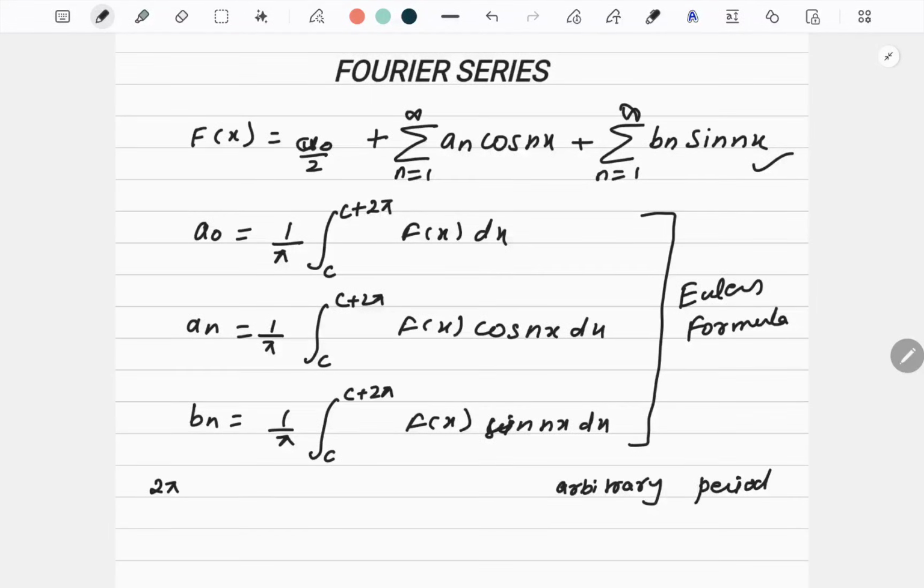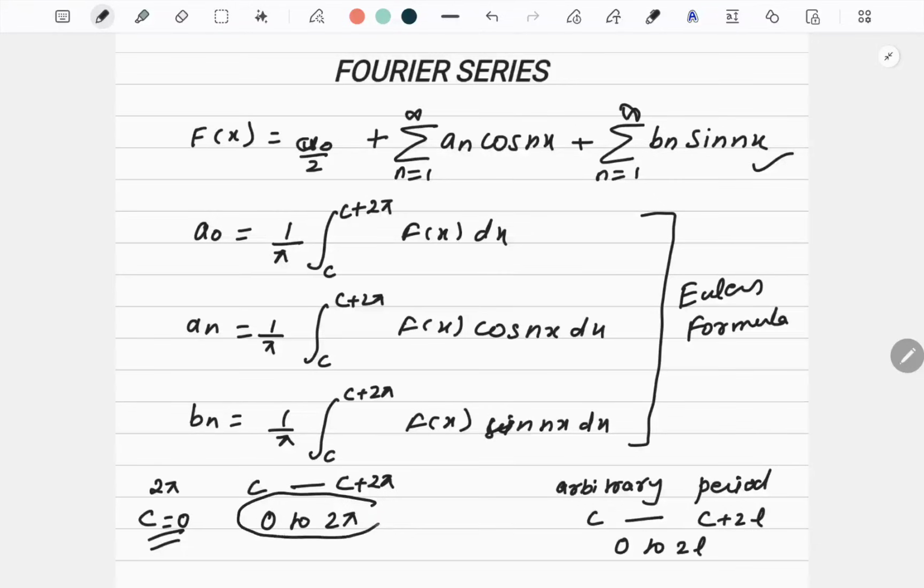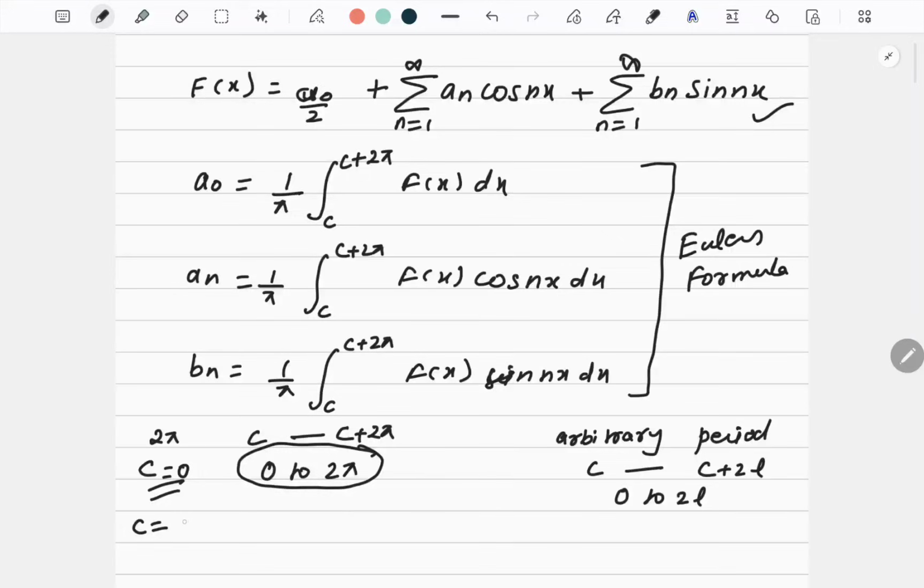Okay. So now, since the way I am writing c to c plus 2 pi, here in arbitrary period I will write c to c plus 2l. Now if c is equal to 0, then this becomes 0 to 2 pi. Here if c is 0, then it becomes 0 to 2l. Then if I put c equal to minus pi, this becomes minus pi to pi, and here it becomes minus l to l. This is the arbitrary period and this is the period of pi.